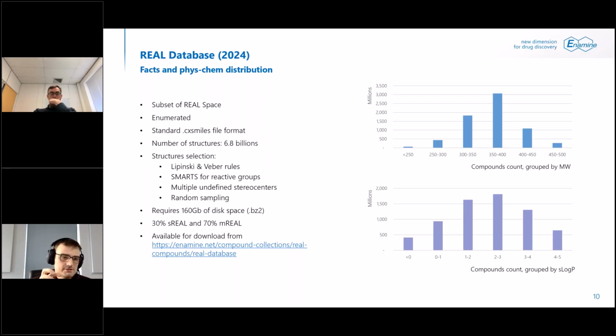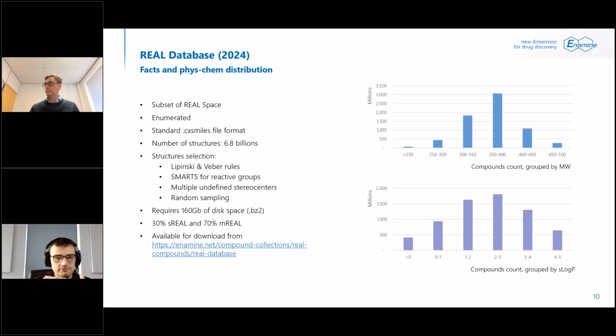The size of the REAL Database is smaller than REAL Space, and to filter the molecules, we applied physical-chemical criteria. You can see here on the right that the profile of the molecules is more attractive than that found in REAL Space. We also filtered out reactive groups, and undefined stereo centers, multiple undefined stereo centers. And for high molecular weight compounds, we just picked the compounds by random sampling.